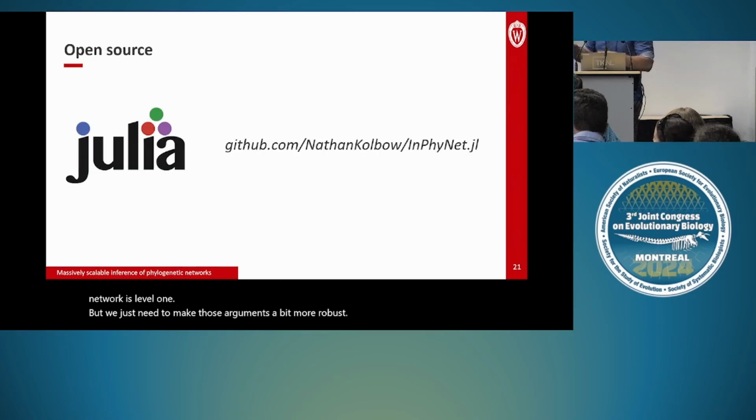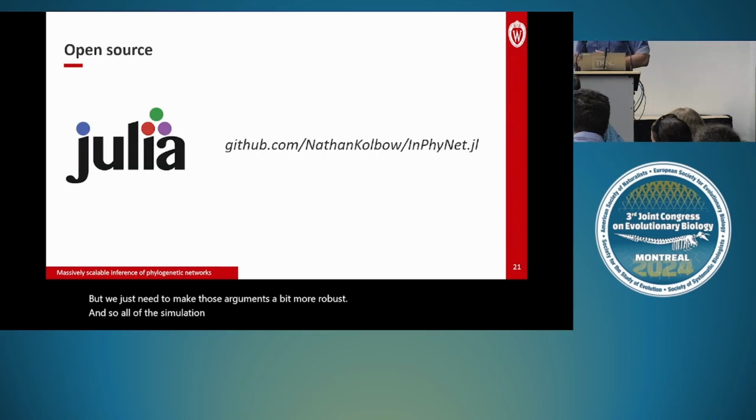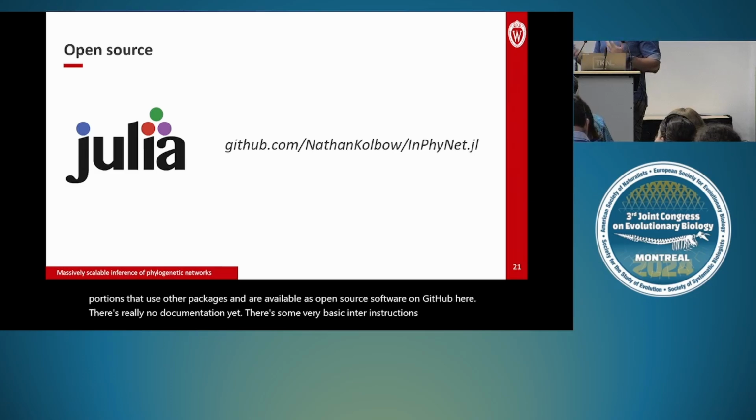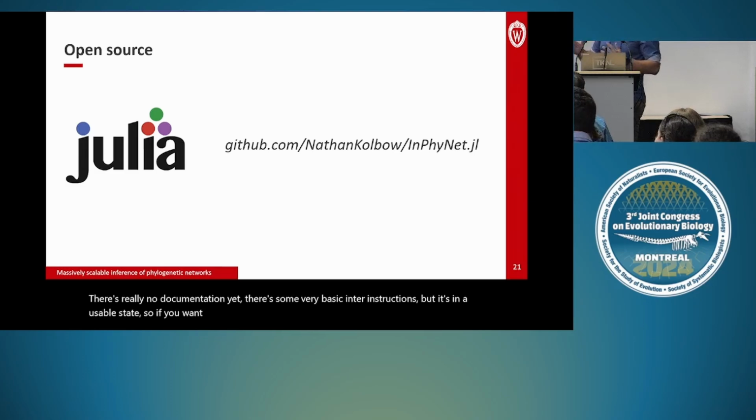And so all of the simulation study and the method itself are written in Julia, except for the portions that use other packages, and are available as open source software on GitHub here. There's really no documentation yet. There's some very basic intro instructions, but it's in a usable state. So if you want to try it out and tell us how you feel about it, that would be very much appreciated.